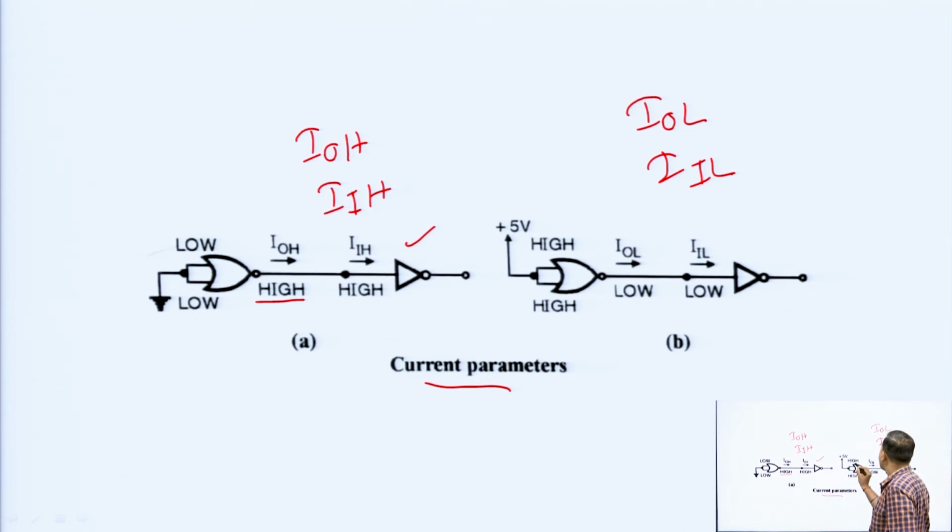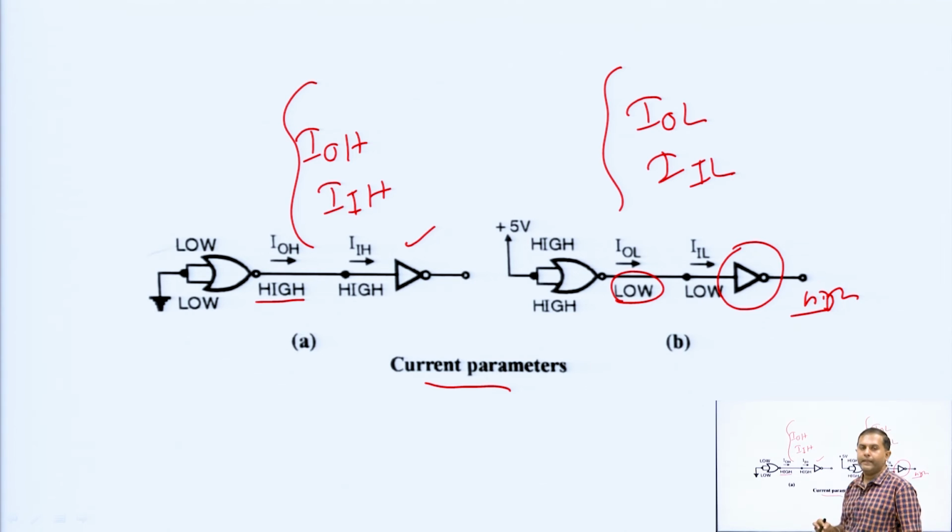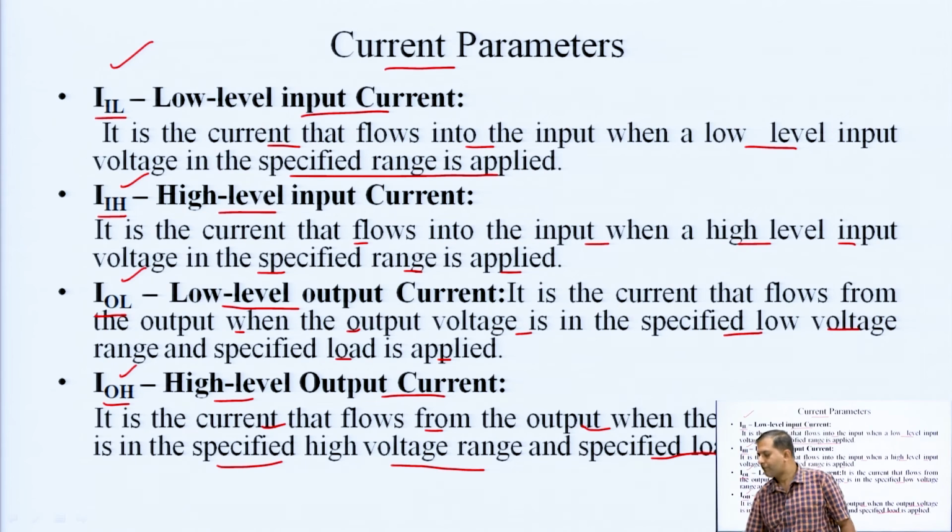Similarly, here when both inputs of a NOR gate are high, we are getting the output as low, right, and this is again given as input to an inverter to give a high output. So, these are the diagrams of these 4 parameters we have already discussed: IIL, that is low level input current, IIH, that is high level input current, IOL, that is low level output current, and IOH is the high level output current.